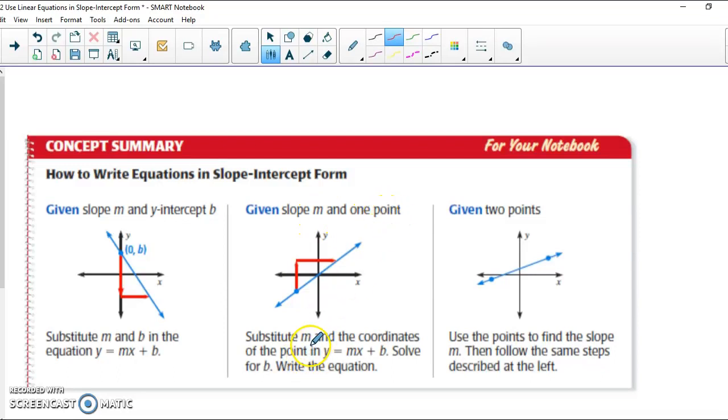We also need to be able to write an equation if we're given the slope and 1 point. So if we know the slope, we can substitute it in, and if we know a point, we can substitute the coordinates in for x and y, and then solve for b, which is what we practiced today. We also need to be able to write equations when we're given 2 points. So we can use those 2 points to find the slope m, and then follow the same procedure we did over here.